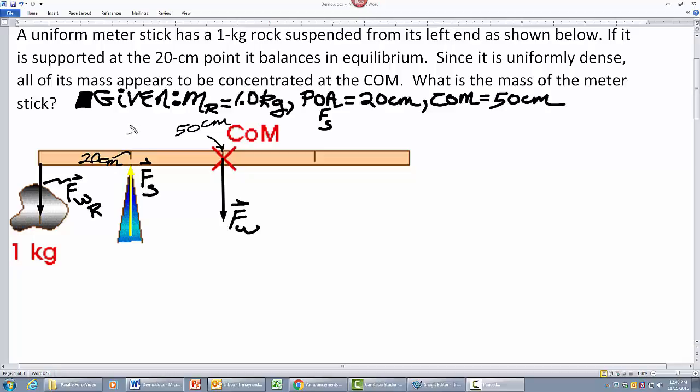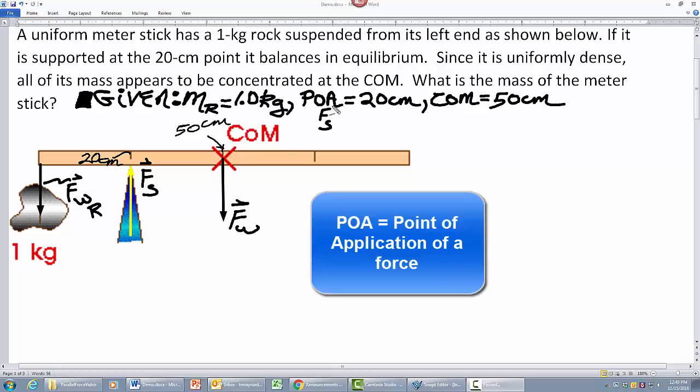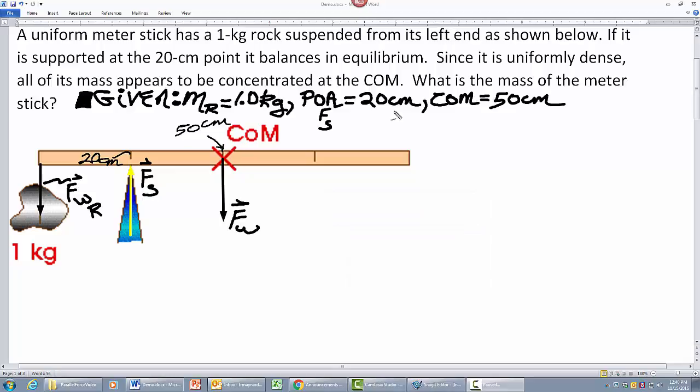We now go through the problem solving process. The givens are that the mass of the rock is 1.0 kilograms. POA, or the point of application of the support force shown here, is at the 20 centimeter mark on the meter stick. The center of mass of the meter stick, since it is uniformly dense, is 50 centimeters. The unknown. What are we looking for? We need to know the mass of the meter stick.